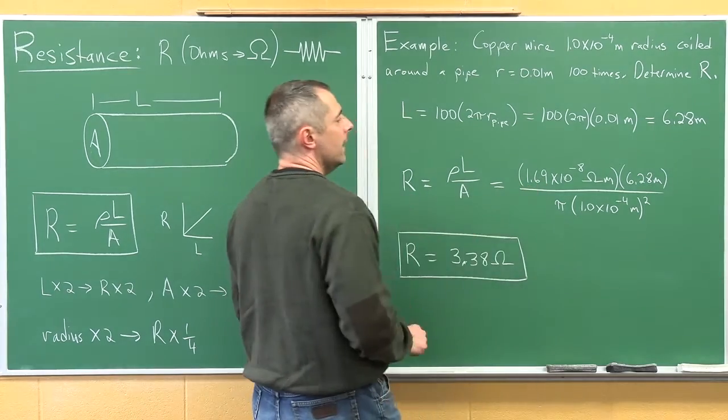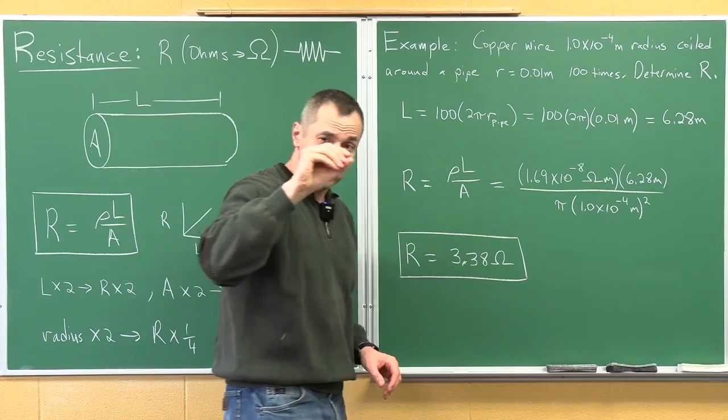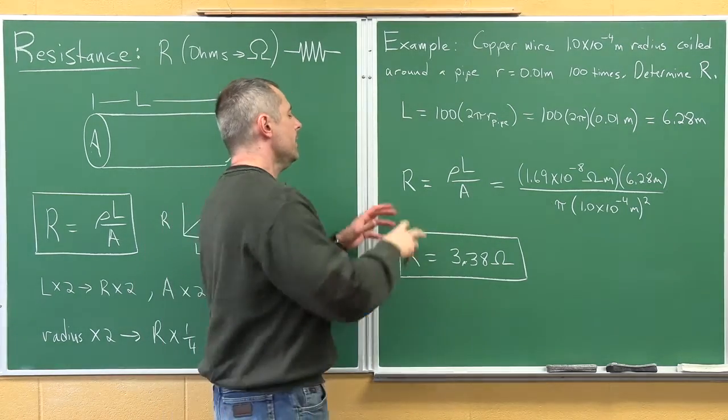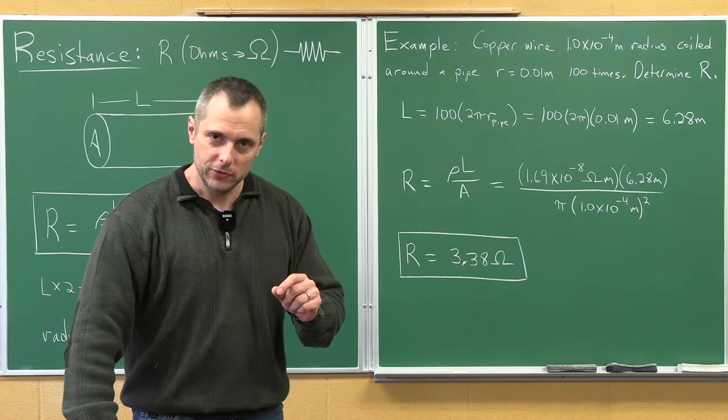right here. The length, pi r squared for the area. Now this is the radius, the thickness of the wire, or the radius of the wire. Punch it on a calculator and I get about 3.38 ohms. So that's the resistance, okay?